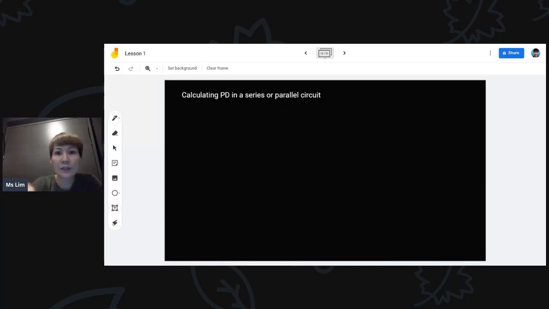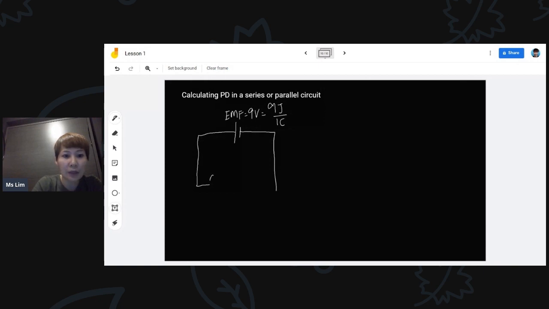Okay, now let's talk about how to calculate the potential difference in a series and parallel circuit. Let's say, for example, I have an EMF of 9 volt. Again, 9 volt equals 9 joules of energy that's supplied to each coulomb of charge that passes through the cell.